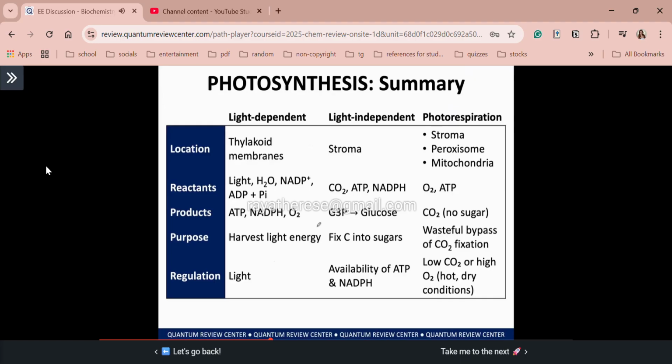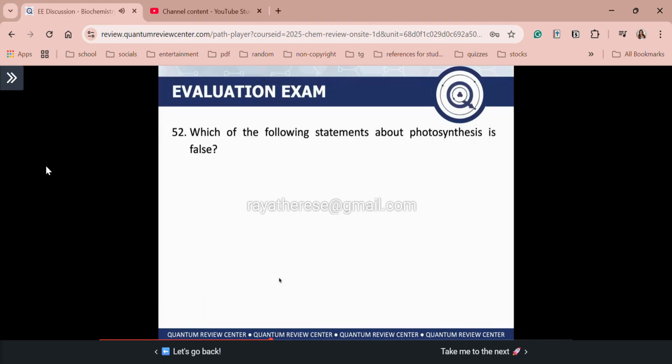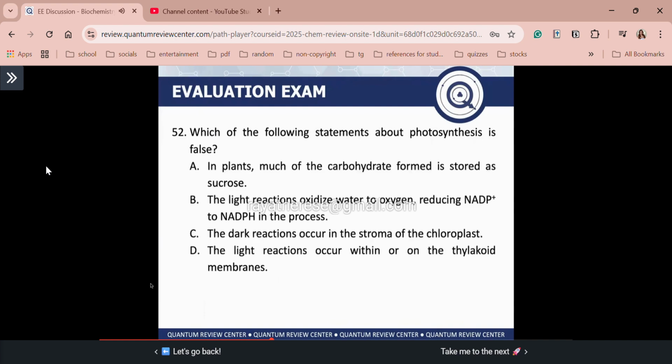Okay, so let's proceed with our next item. Number 52. Which of the following statements about photosynthesis is false? Let's see. Let's start with letter D, okay? So the light reactions occur within or on the thylakoid membrane. So class, is this true? Yes po. Right? Love trip, dog show. Light reactions in your thylakoid and dark reaction in the stroma. Also letter C, you discuss. Yes po. Letter C is also a correct answer. Okay, so again, this is a true statement. That's why this is not our false statement that we are looking for.